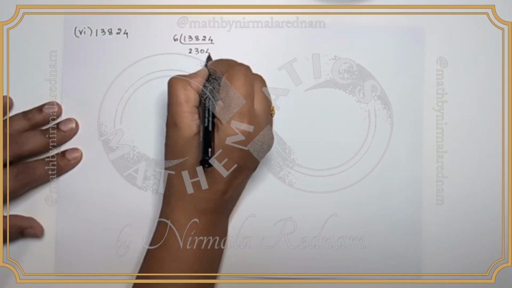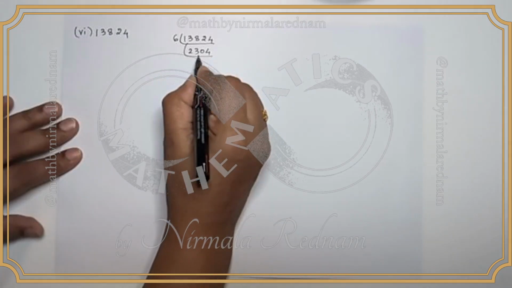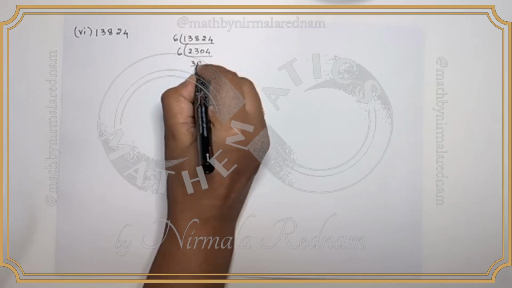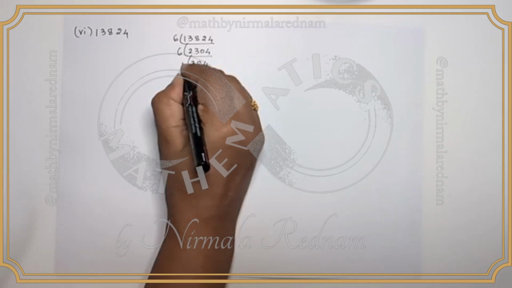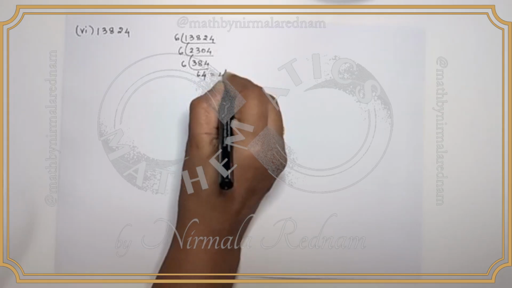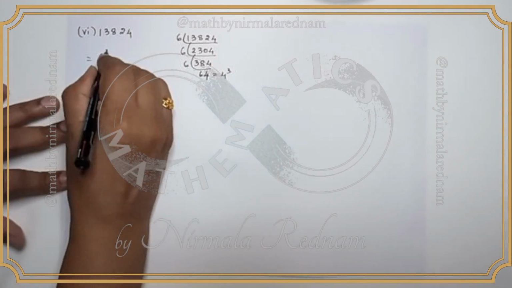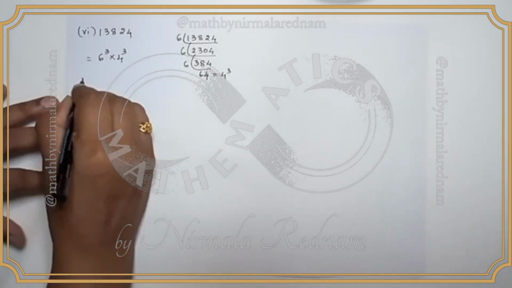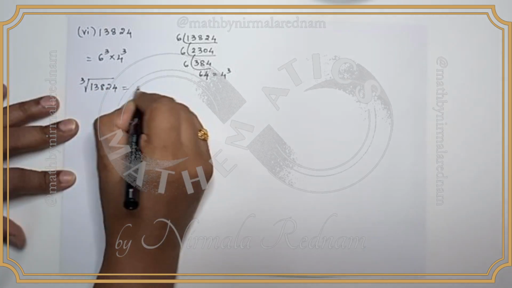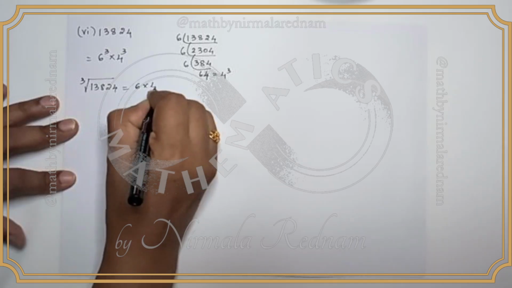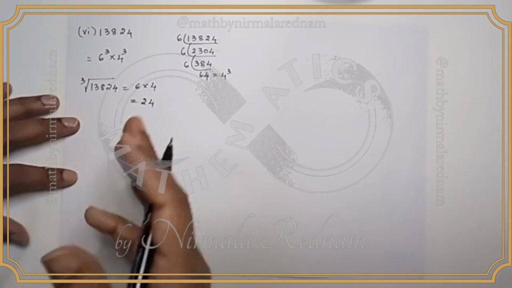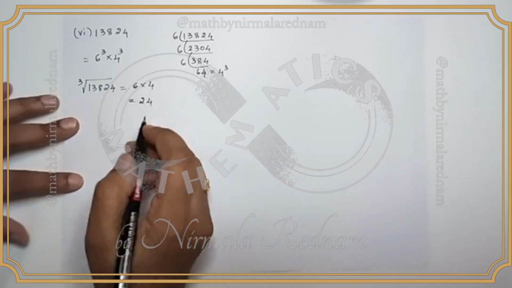2304. One more time, can I divide by 6? 6 5s are 30, 6 4s are 24, 6 0s are 0. Yes. So I have 384. One more time I can use 6. 6 6s are 36, and 6 4s are 24. So 64. Now 64 is 4 cube. What I want you to do is see how easily we got the answer. Of course, in the exam you might have to show the prime factorization in the textbook manner, but you can always verify it in a short method like this.